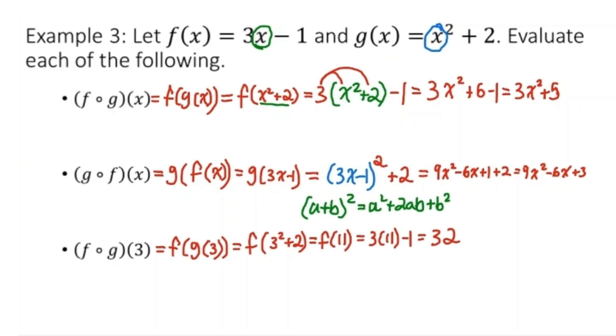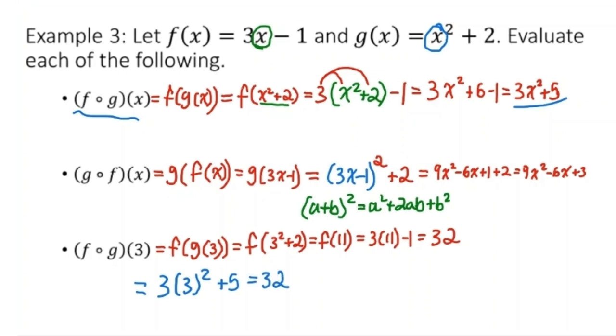The second approach we can take capitalizes on the fact that earlier we found that f composed with g of x equals 3x squared plus 5. So we already have a formula for f composed with g. So our second approach would be to just plug 3 into that formula, which would be 3 times 3 squared plus 5, which also equals 32.